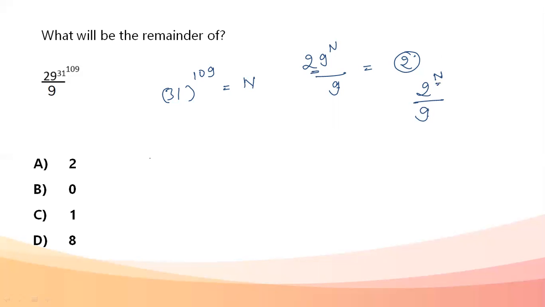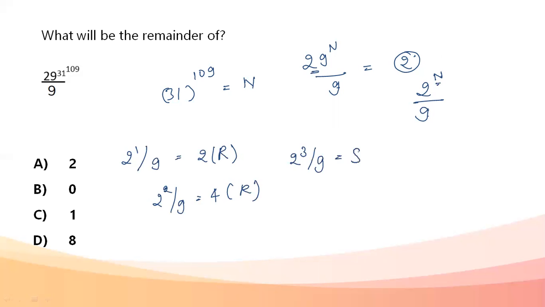Now find the power cycle when remainder becomes 1. So 2 power 1 divided by 9, remainder is 2. 2 power 2 divided by 9, remainder is 4. 2 power 3 divided by 9, remainder is 8. 8 I can also write as minus 1. So minus 1 I'm getting on the third cycle, and if it is for the third, it is going to come out for the sixth also. So I just need my remainder as 1.